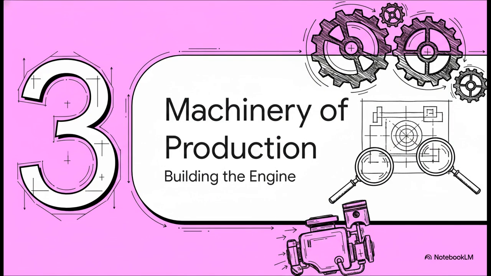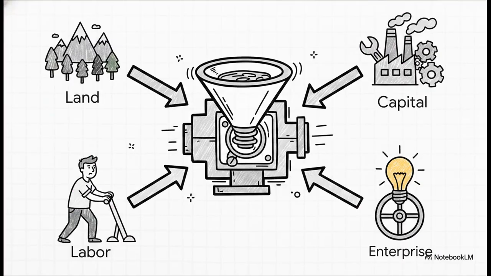All right, section 3, the machinery of production. So, before any actual societal production could even get off the ground, you need raw inputs. We call these the factors of production, and there are exactly 4 of them. Land, which means all natural resources; labor, representing human effort; capital, which actually isn't just money, but the physical tools and machinery used to build things; and finally, enterprise, the entrepreneur who takes the risk to combine the other 3. Without all 4 of these, the machine simply doesn't turn on.